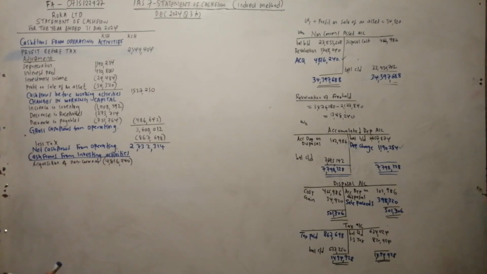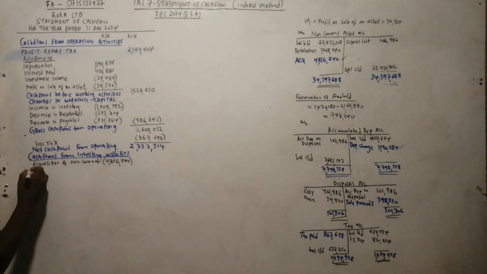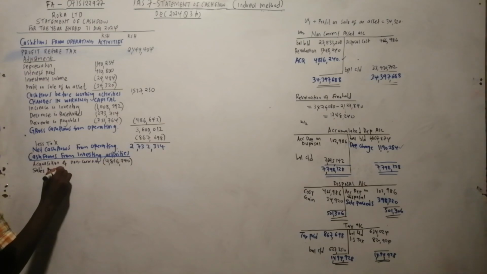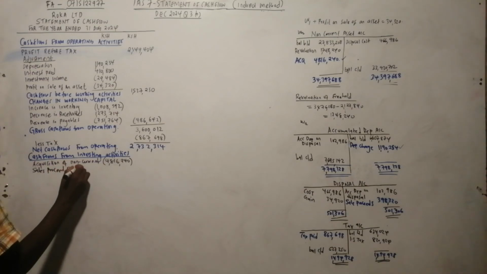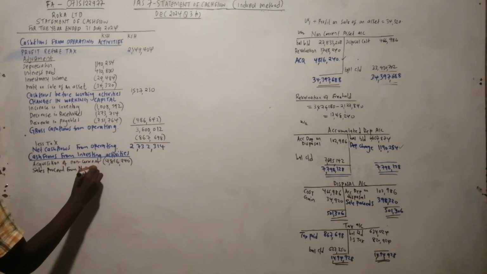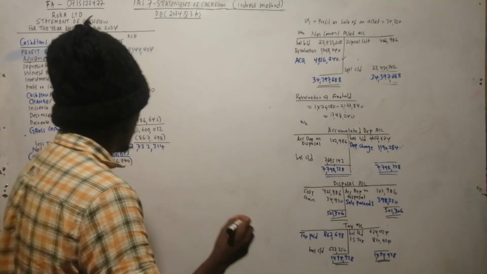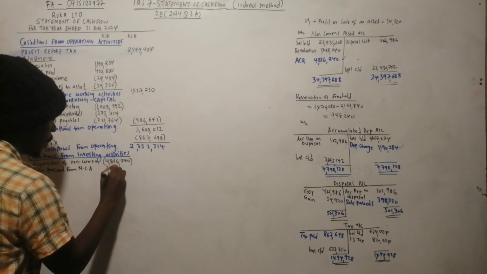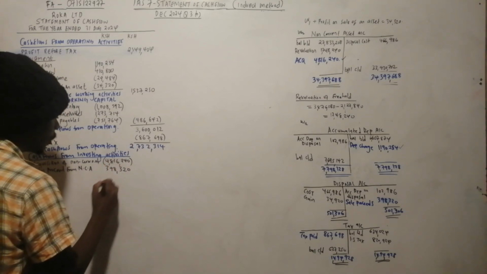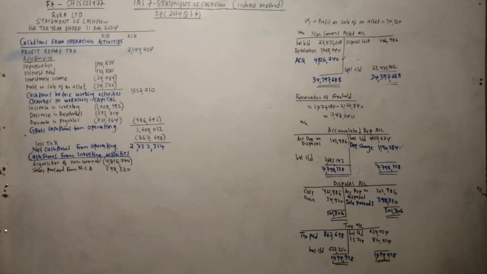So when you acquire something, we are buying, so money out. Then you have sales proceeds from non-current asset. So that one ndio hii hapa 398 320. Now we check if we have any other form of investment. I think there was no any other. Ilikuwa tu hiyo. So there's no any investment.